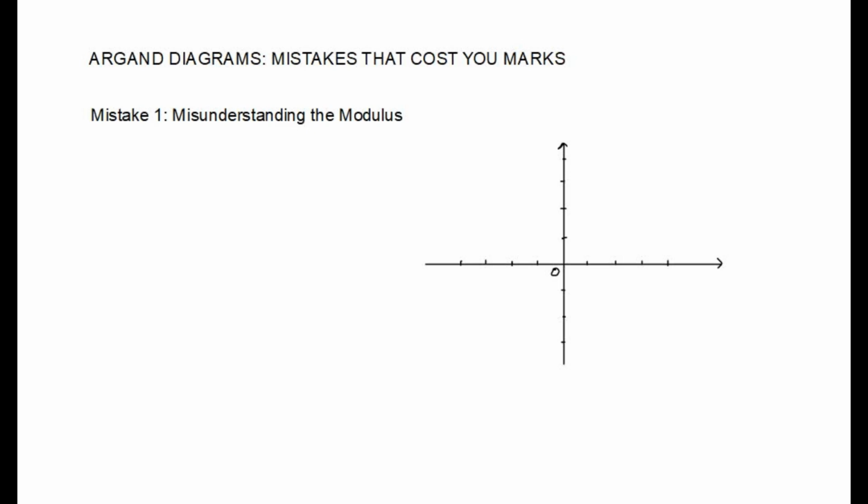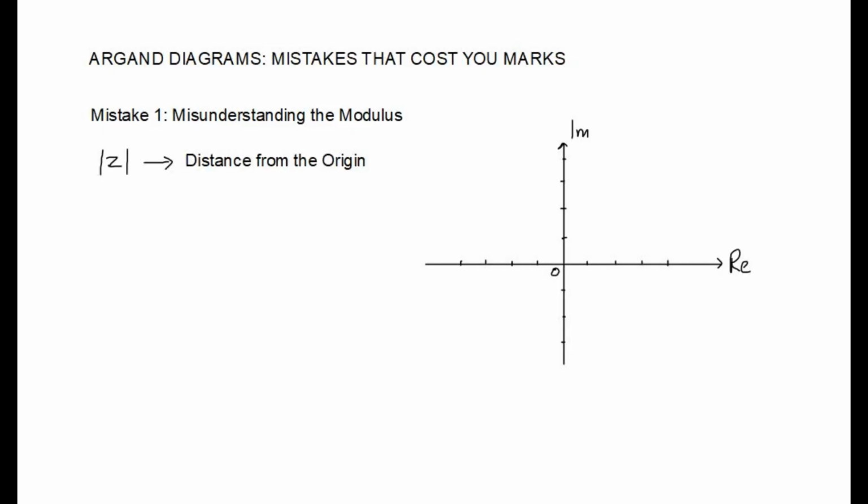Today we're going to look at 3 common mistakes students make in Argand diagram questions in Cambridge 9709 paper 3. These questions are actually quite visual and geometric, but students often lose marks because they misunderstand what the expression means on the diagram. So let's look at 3 mistakes that come up very often.